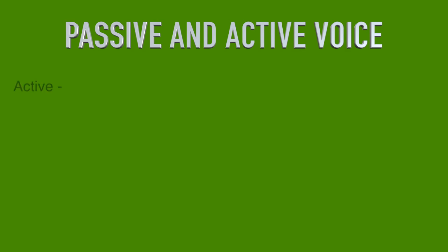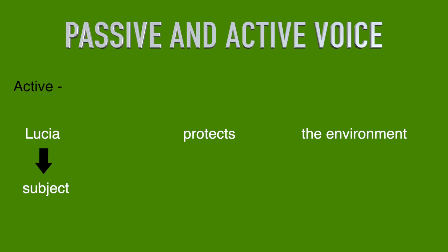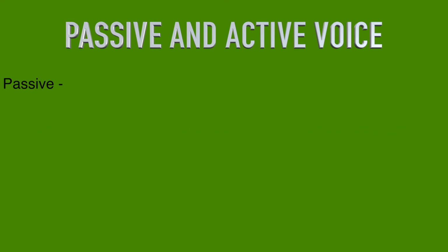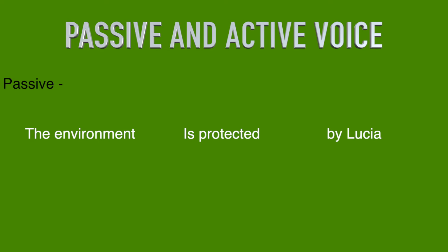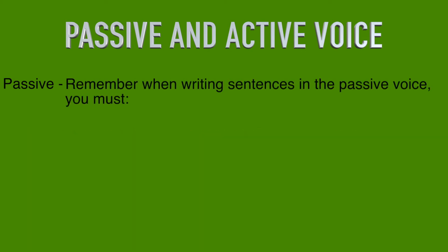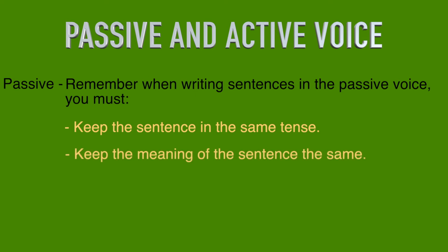For example, active voice. Lucia protects the environment. Lucia is the subject, protects is the verb, and the environment the object. Now in the passive voice, the environment is protected by Lucia. The environment is the subject, is protected the verb, by Lucia the object. Remember, when writing sentences in the passive voice, you must keep the sentence in the same tense. Keep the meaning of the sentence the same. Start with the object.